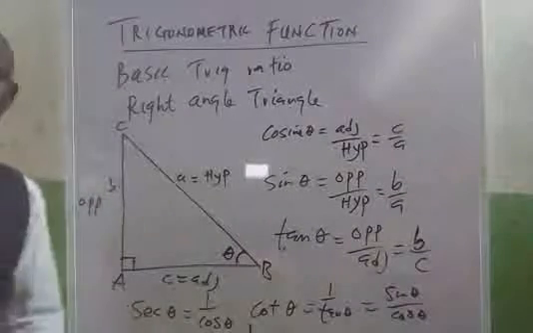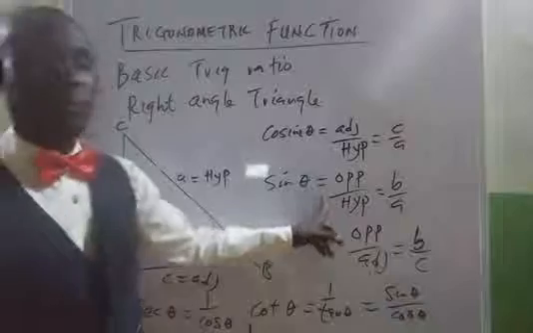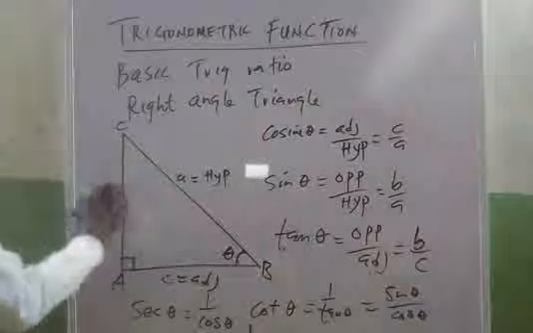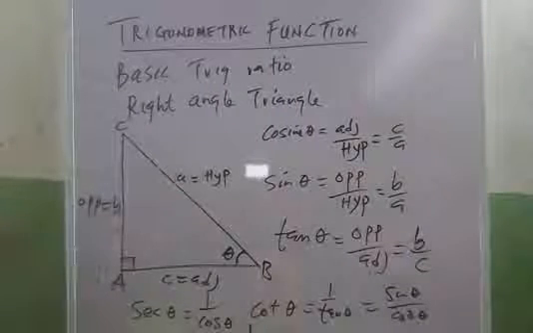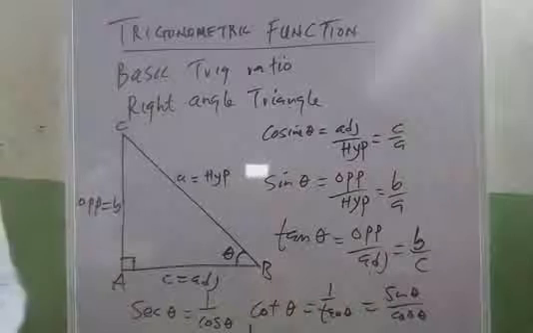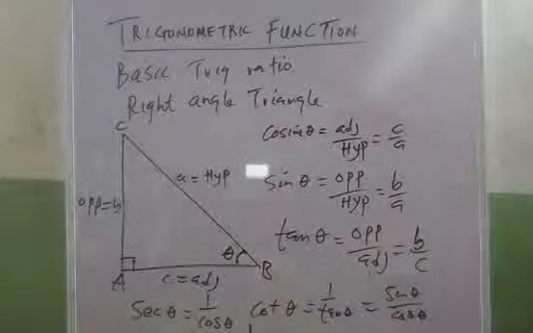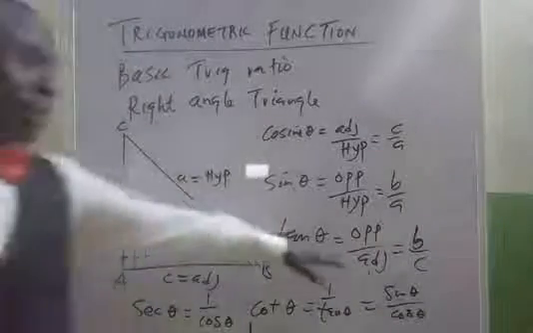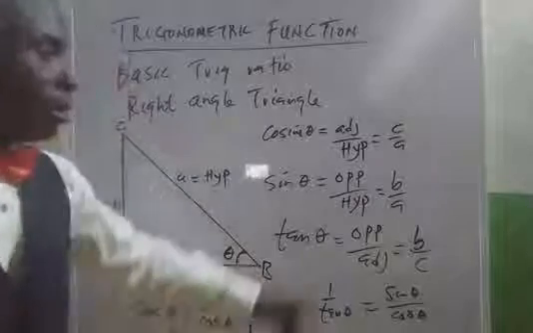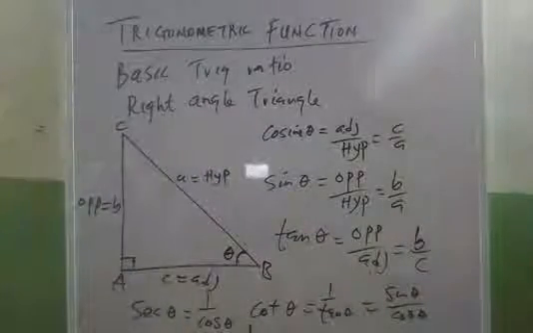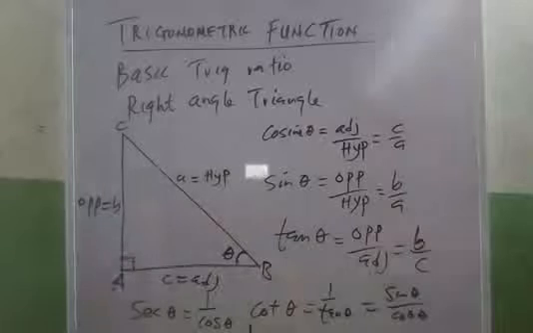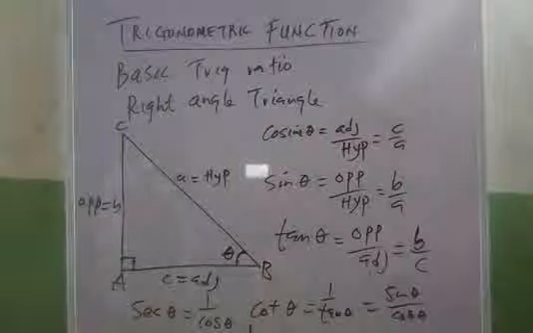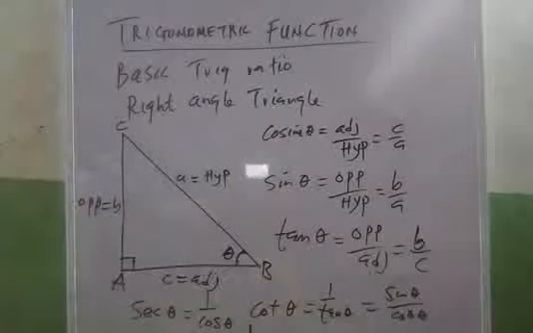Then we have sin theta is equal to opposite over hypotenuse. Opposite is equal to B, and we have opposite over hypotenuse, which is B over C. Then we have tan theta. Tan theta is opposite over adjacent. That is opposite over what? Adjacent.